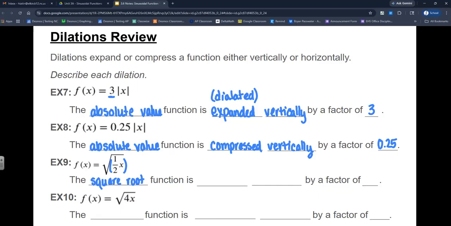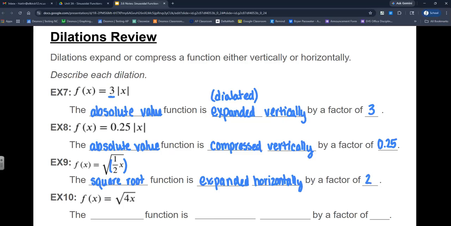And so this time I have a number between 0 and 1, like a small number, but everything on the inside of the parentheses is backwards. So this is actually going to be an expansion. So it is expanded horizontally by a factor of, and this factor we have to use the reciprocal. We have to flip that fraction, and we'll just get 2 over 1, which is, of course, just 2.